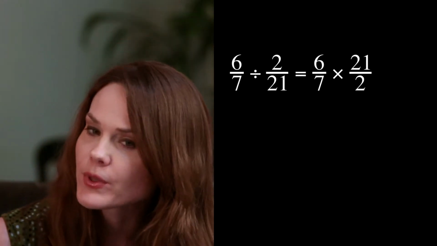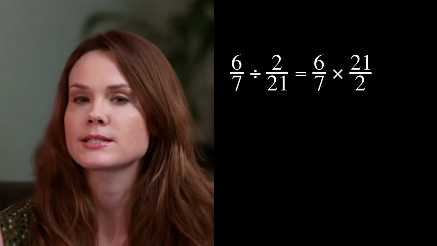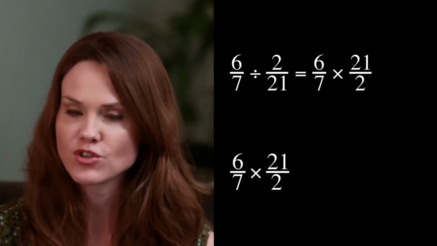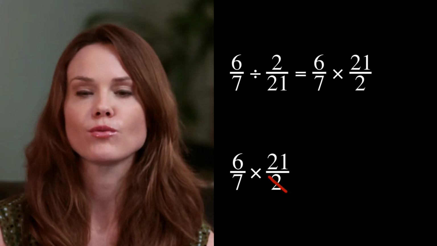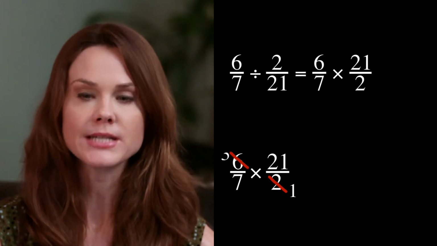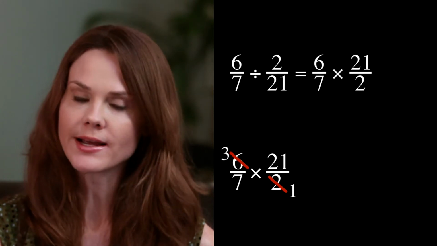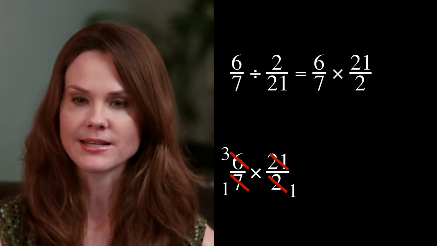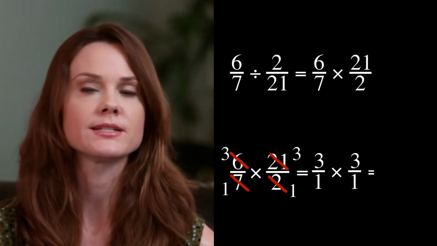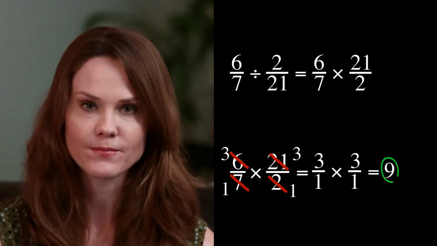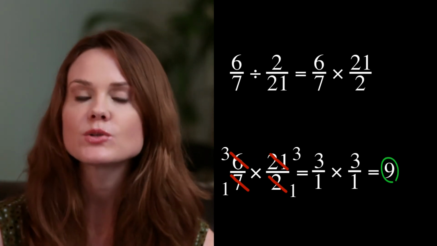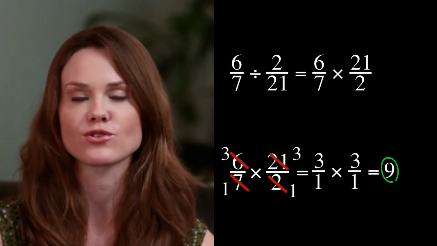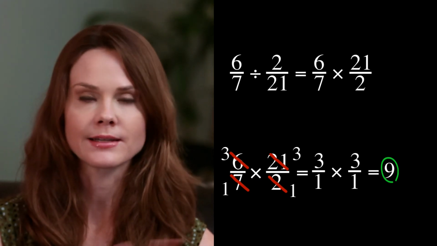From here, we can cross-cancel. When you look at 6 and 2, they both have a common factor of 2. So 2 goes into 2 once, and 2 goes into 6 3 times, and then 7 and 21 have a common factor of 7. 7 divided by 7 is 1, 21 divided by 7 is 3, so we'd have 3 over 1 times 3 over 1, which is 9. Otherwise, just plug those into your calculator, being sure to use parentheses, and it'll give you a 9.